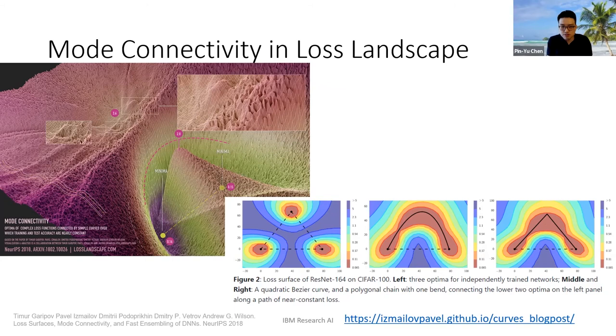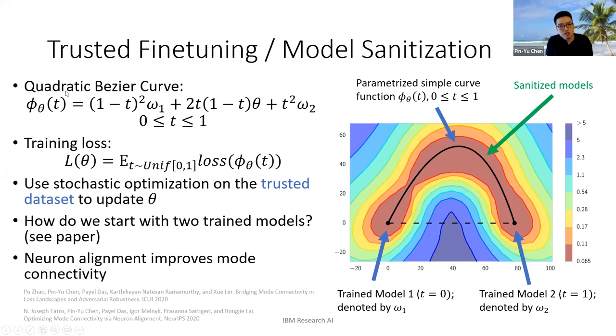So this is one example. People have been using this so-called quadratic Bezier curve to characterize such a path. Here W1 and W2 are basically two end models, two local minima. And this theta is a neural network with the same architecture that needs to be learned. Different theta will characterize the shape of the curve function.